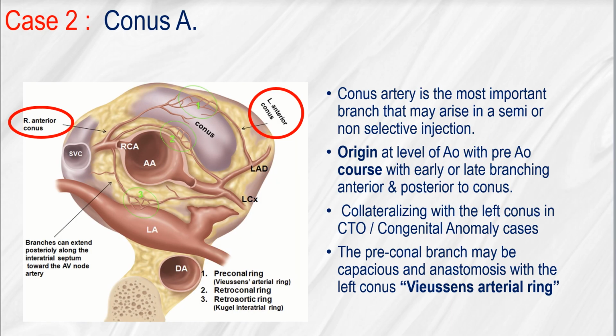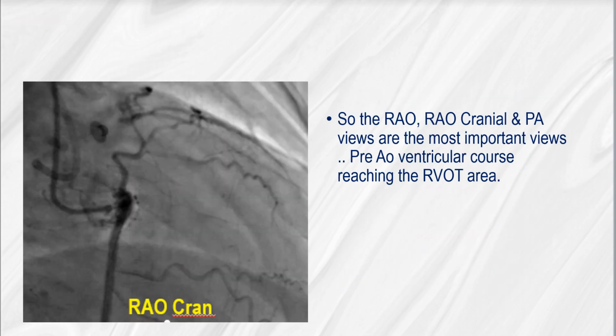Conus artery is the most important branch that may arise in a semi or non-selective injection. The origin is at the level of the aorta with a pre-aortic course with early or late branching anterior and posterior to the conus, collateralizing with the left conus in CTO cases. The pre-conal branch may be capacious and anastomose with the left conus, Vieussens' arterial ring. So the RAO cranial and PA views are the most important views. It shows the pre-aortic ventricular course reaching the RVOT area.